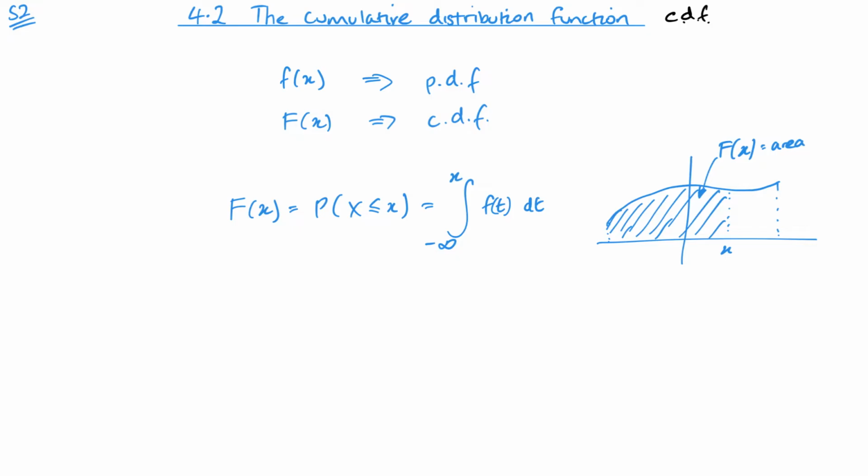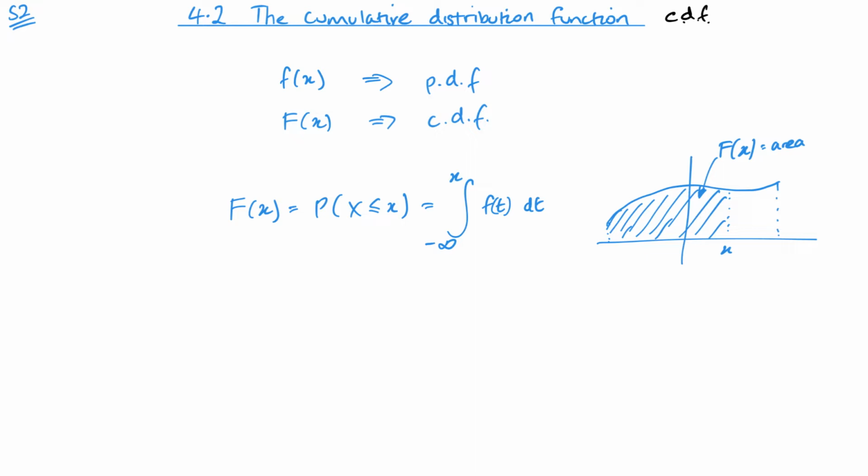Okay. Now, how do I go from this c.d.f back to a p.d.f? Because that is something that you're going to need to be able to do as well. Well, to do that is going to be the opposite of integrating. If we integrate f of x to get our capital F of x, so if we integrate the p.d.f to get a c.d.f, we must differentiate the c.d.f to get a p.d.f.